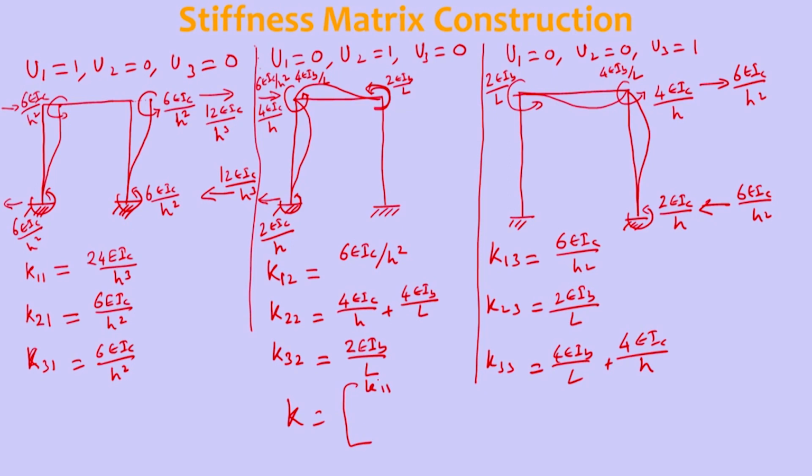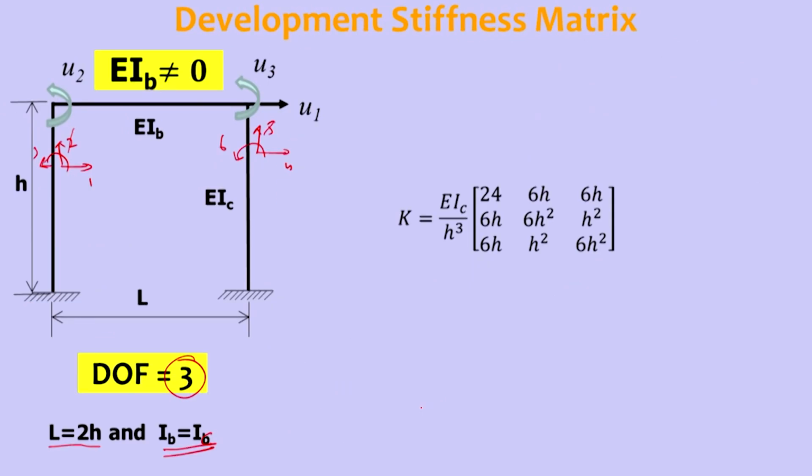So K11, K21, K31, K12, K22, K32, K31, K32, K33. Okay. So this is how we can form the stiffness matrix, and now you can see by using L is equal to 2H and moment of inertia of column is equal to moment of inertia of beam. So upon simplification, the total 3 by 3 matrix is this.